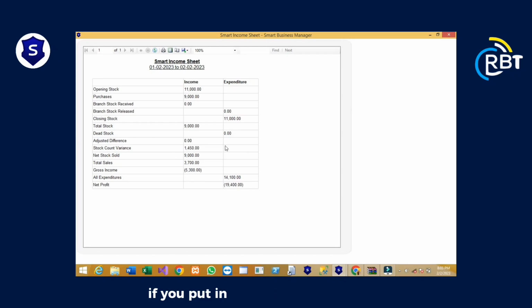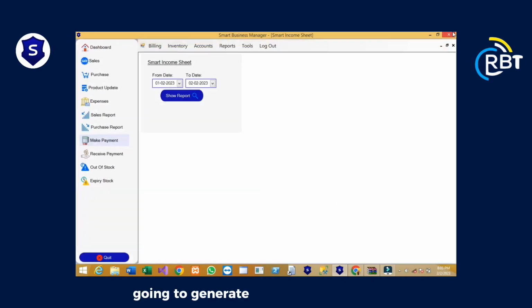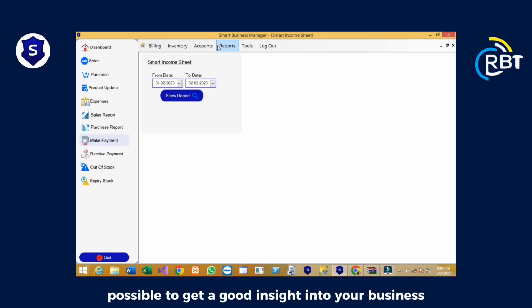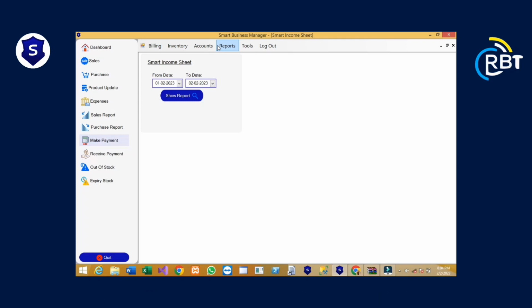So if you put in all the figures very well, the system is just simply going to generate all these reports for you. So like I said, when you have done all of this, what is this software going to help you to do? It's going to help you to be able to look at all these reports, be able to get a good insight into your business, be able to understand it. With that, you should be able to now understand who is owing you, who you are owing, and everything.